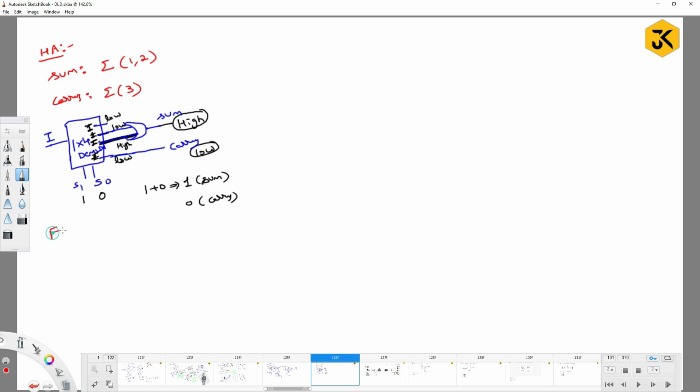Similarly, if you would like to go with full adders, right? What about the sum values, minterms? For sum you are going to get the minterms 1, 2, 4, 7. What about the carry? Carry will be minterms 3, 5, 6, 7. Now, can we implement this with the help of a 1 by 8 demultiplexer? Yes, we can easily implement it with a 1 by 8 demultiplexer.